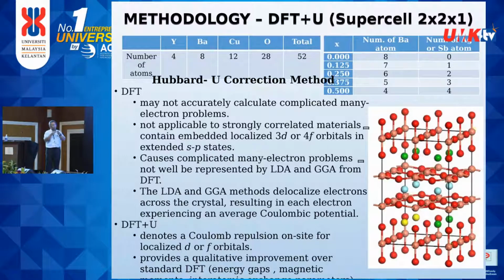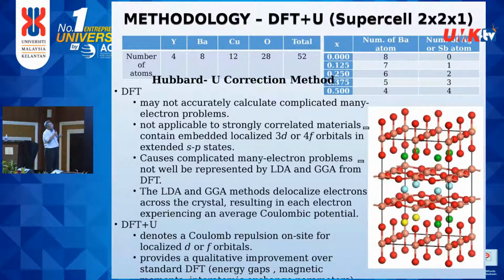So the advantage is that we can put in the dopant as a whole atom, not a half atom. So let's say if we want to put 1 atom of silver or antimony, we have to use X equals 0.125. And if we want to put 2 atoms of dopants, the X will become 0.250. That means we reduce the barium to 6, and so on. So with this advantage, we introduce DFT plus U to make some correction. Therefore, we can place the dopant, 1 atom, 2 atoms, and so on.